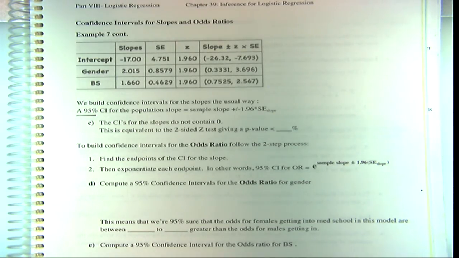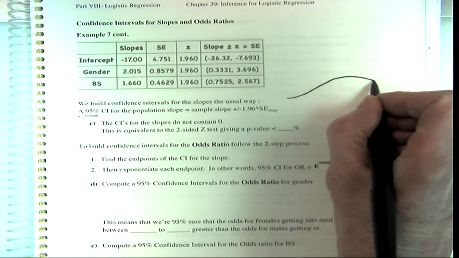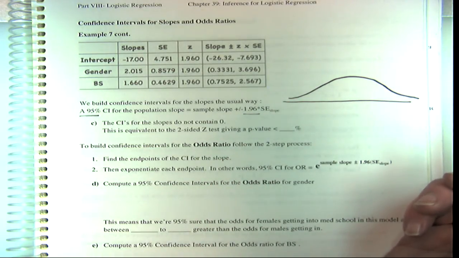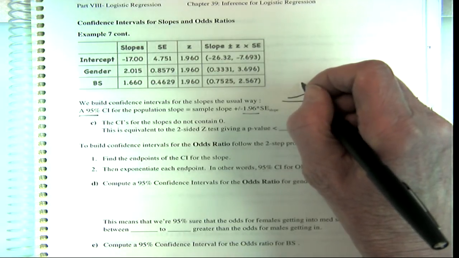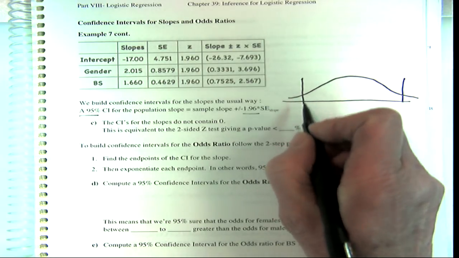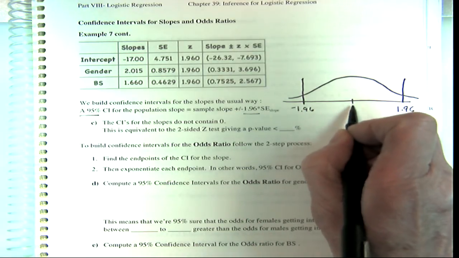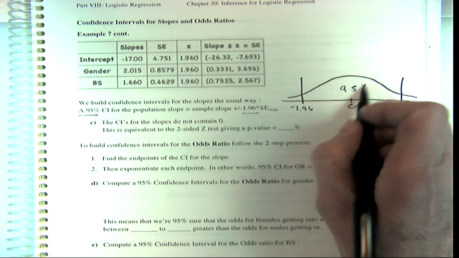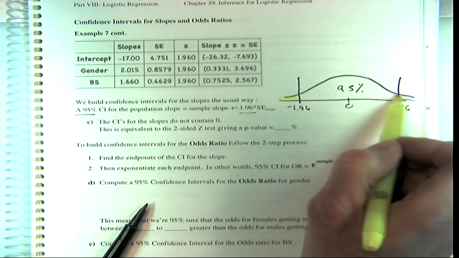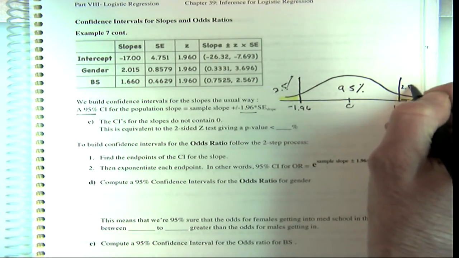Trying to make it clearer here, I'll draw the picture for you. So it's based on this normal curve here, right? And this plus or minus 1.96. We usually round to 2, but here we're going to do 1.96, to be a little more exact. So this is between negative 1.96 and positive 1.96, with zero in the middle, and that is 95%. So that leaves on this side and this side 2.5% and 2.5%.